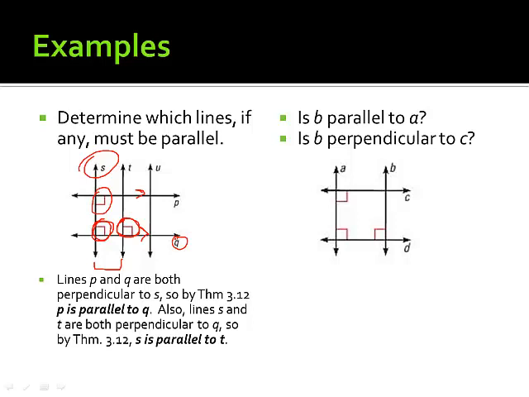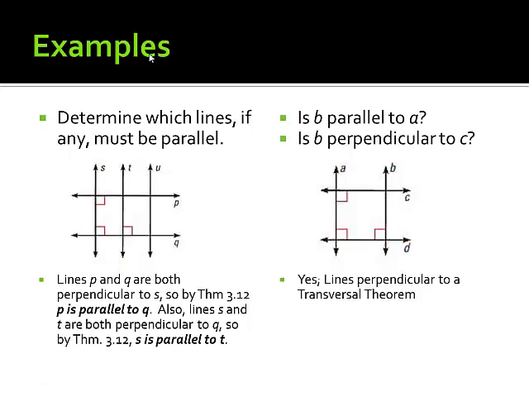Okay, for the next one, we have B, for the next diagram. It says, is B parallel to A? And is B perpendicular to C? Okay, well, let's look at, is B parallel to A? So we have A here, we have B here. Well, I look at this, and I see that they are both perpendicular to line D. So if lines A and B are both perpendicular to the same line, that means they have to be parallel to each other. That's by the previous theorem that we just showed.